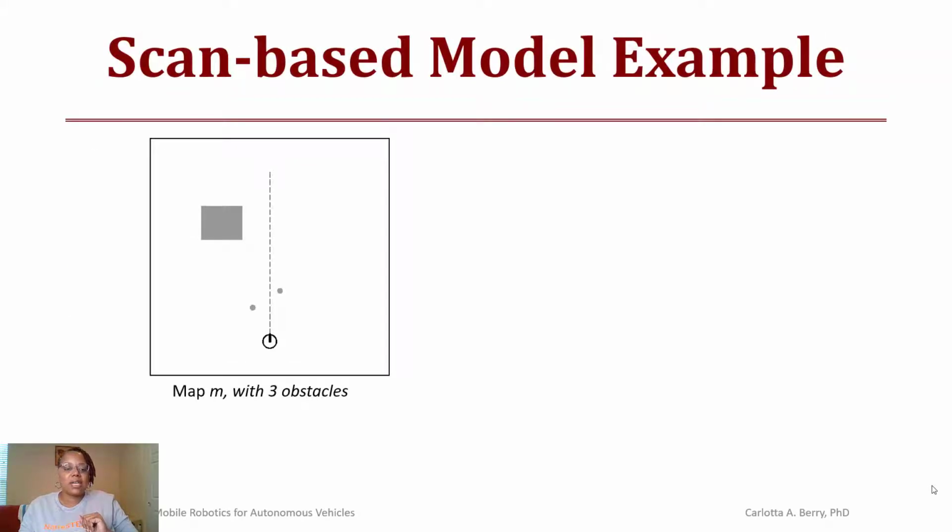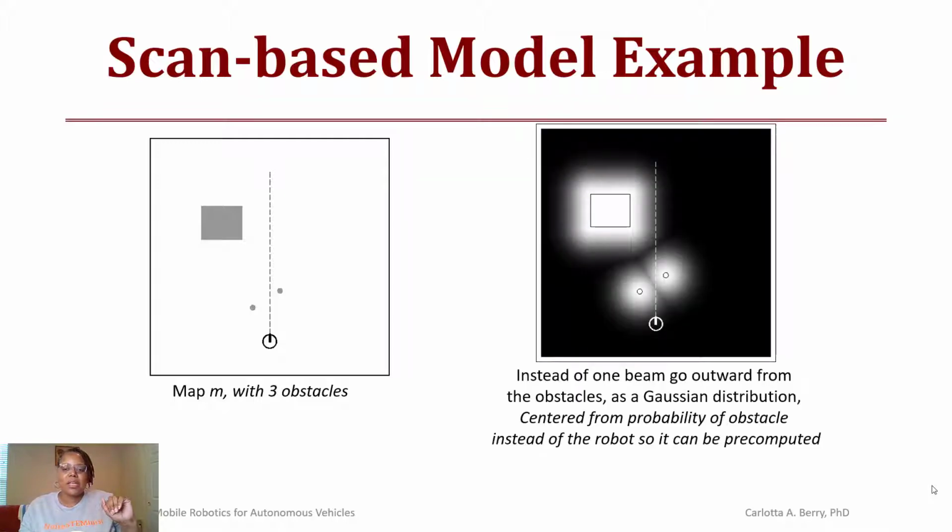So in the scan-based model example, you have a map M with 3 obstacles. So here we have the 3 obstacles, which are the 2 round ones close to the robot and the square one a little bit further away. So then by using our Gaussian distribution, we know that the sensor data for each of these obstacles will look more like that image on the right, where we now represent some of that uncertainty with that grayed out area around each of the obstacles. So instead of one beam going outward from the obstacles, as we had in the beam-based model for the Gaussian distribution, now for the scan-based model, we model the obstacles using the Gaussian distribution, where it's centered from a probability of the obstacle instead of the robot, so it can be pre-computed. So that's the perspective now from the obstacle as opposed to from the beam coming from the robot sensor.